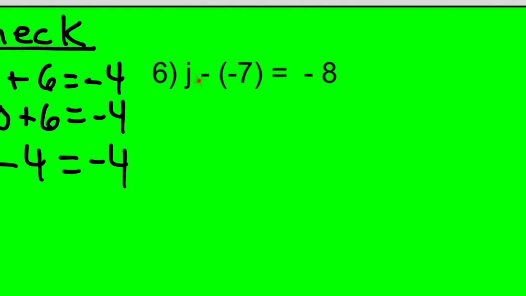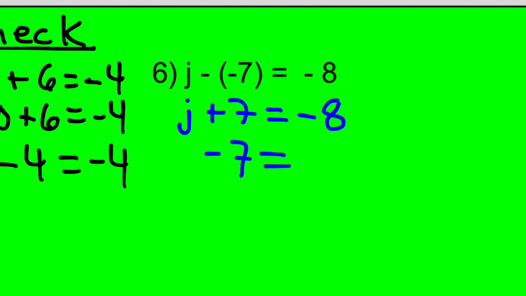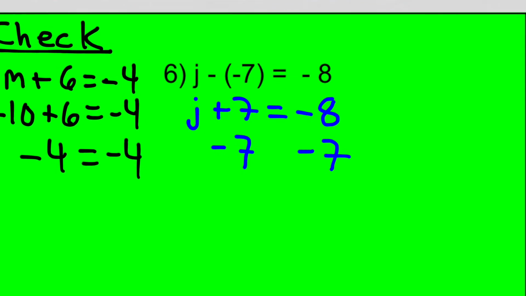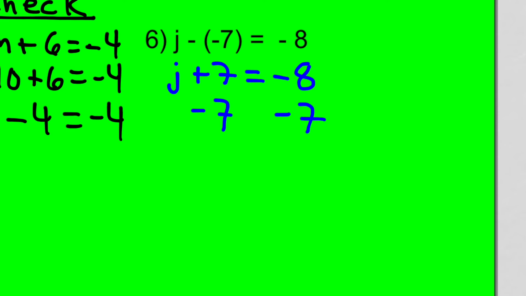j minus negative 7. Well, take the time to rewrite this as j plus 7 equals negative 8. You want to get the j by itself. You want plus 7 to go away, so you do the opposite, minus 7. And do it on both sides of the equal sign. So minus 7 on that side, minus 7 on this side. Okay, plus 7 minus 7 goes away, and I'm left with j equals negative 15.